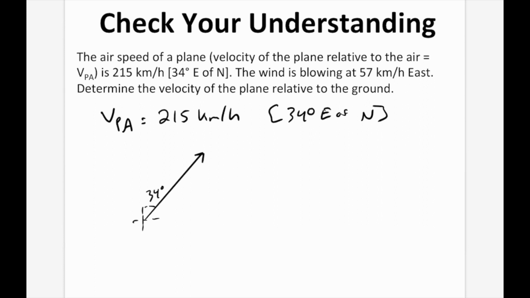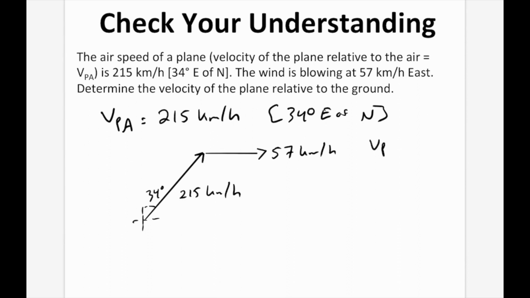The wind is blowing at 57 kilometers per hour east. So we're going to go like that. And we're going to say that that is 57 kilometers per hour. And we'll put in our 215 kilometers per hour right there. Determine the velocity of the plane relative to the ground.